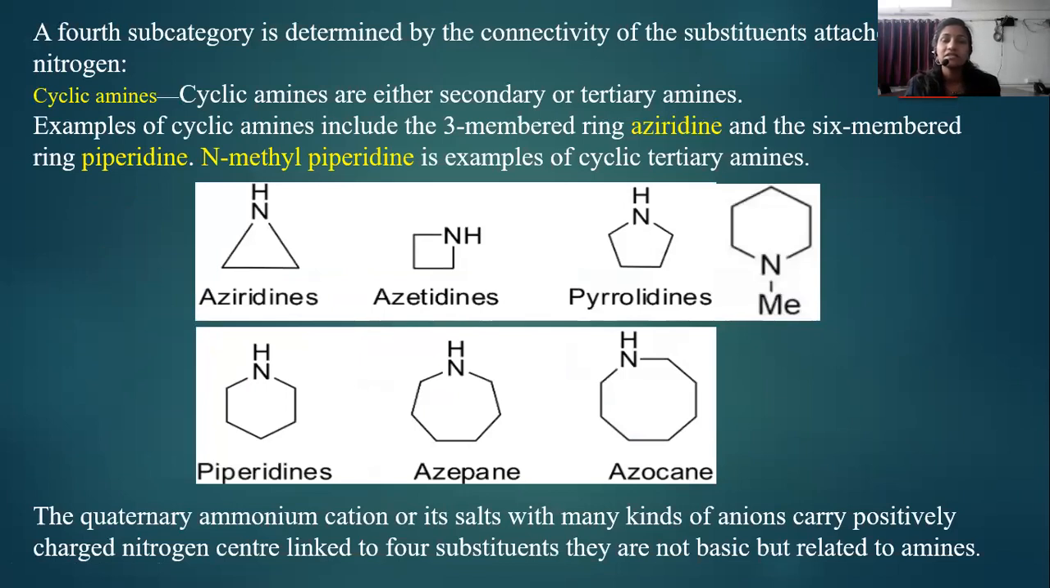And the fourth subcategory is determined by the connectivity of substituents attached to the nitrogen atom, that is the cyclic amine. Cyclic amines are either secondary or tertiary, not primary amines. Examples of cyclic amines: the 3-member ring is aziridine and the 6-member ring is piperidine. A cyclic tertiary amine example is N-methyl piperidine. Some examples are shown in the figure. The quaternary ammonium cation or its salts, with many kinds of anion, carries a positively charged nitrogen center linked to four substituents. They are not basic but are related to the amines.